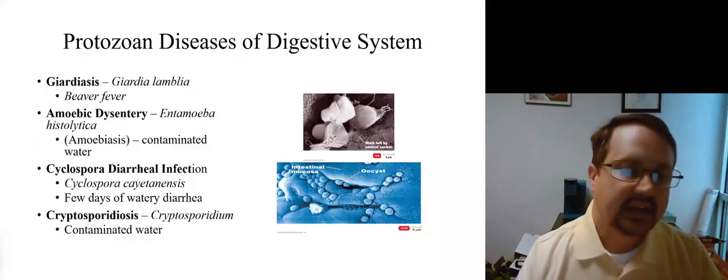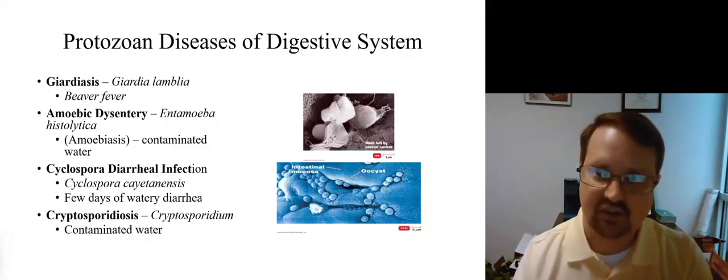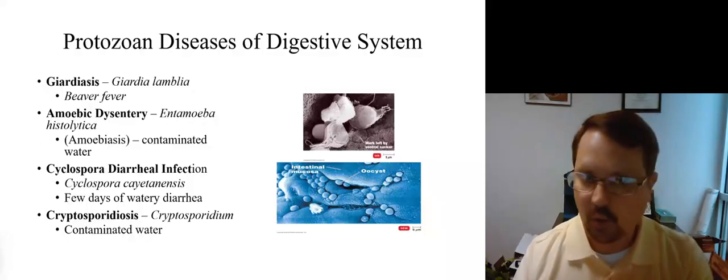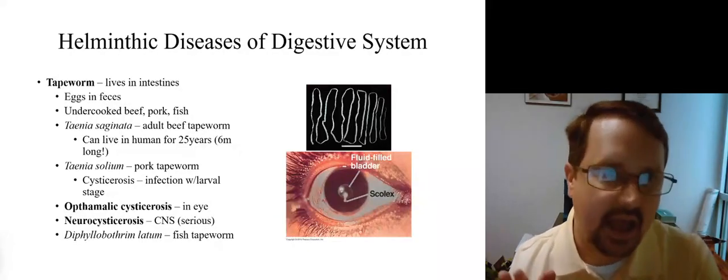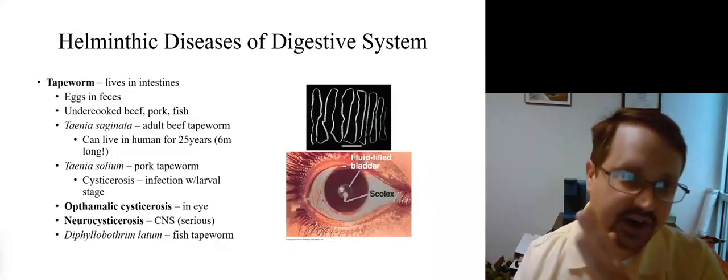Cryptosporidiosis, from Cryptosporidium, also comes from contaminated water. A lot of things, you drink water, you may get a protozoan from drinking contaminated water, boiled water, things like that. Helminth, tapeworms. Helminth means worm. Tapeworms, they are in your intestines.